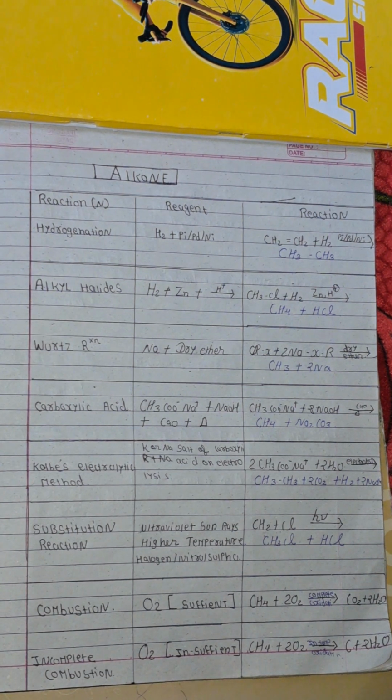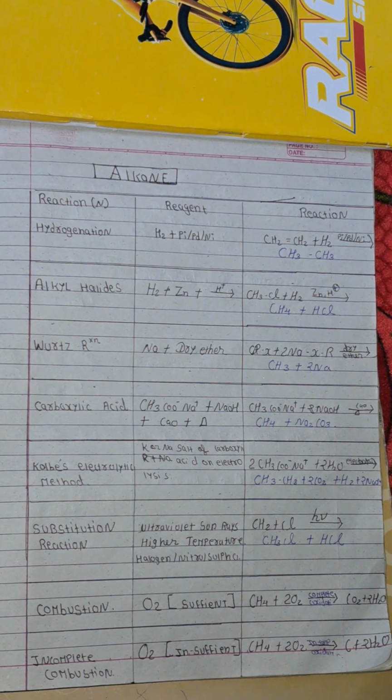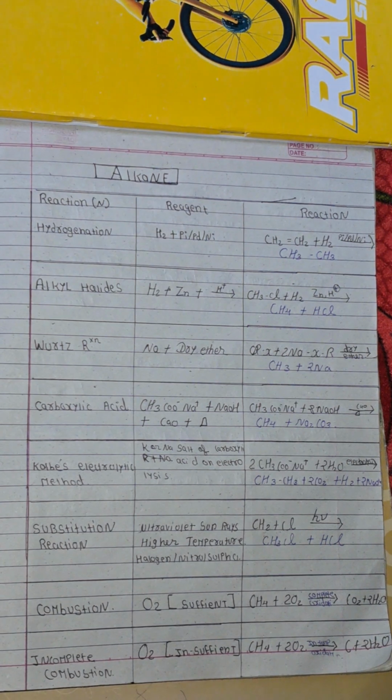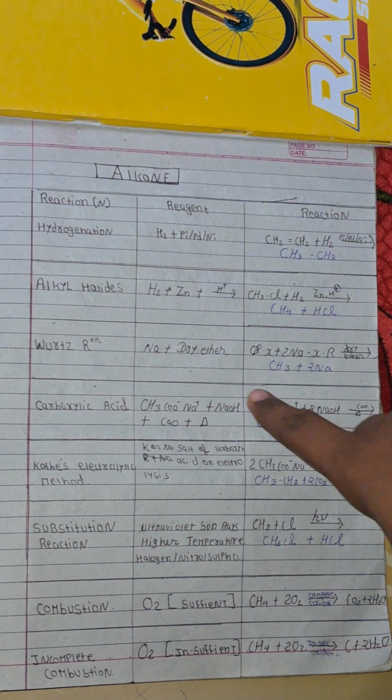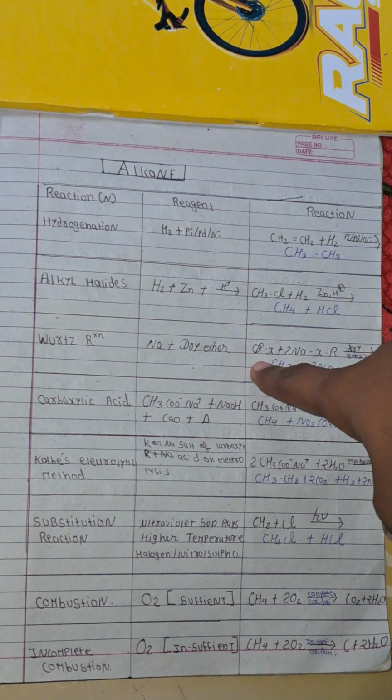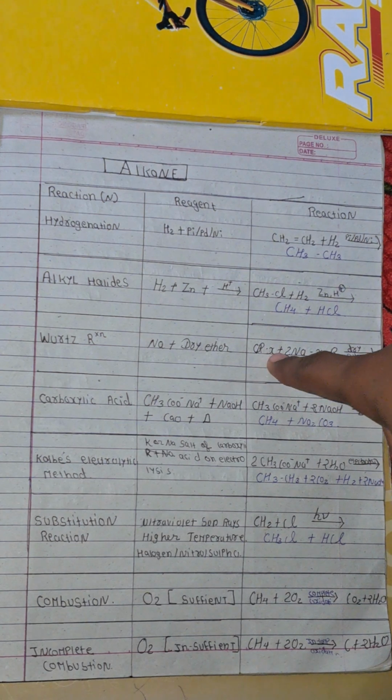Now the third reaction and the most important reaction is Wurtz's reaction. Wurtz's reaction is done in presence of sodium and dry ether. Here the function of dry ether is to keep sodium free from moisture, so it does not react with any compound. The reaction is RX. Here R is any group and X is any halide.